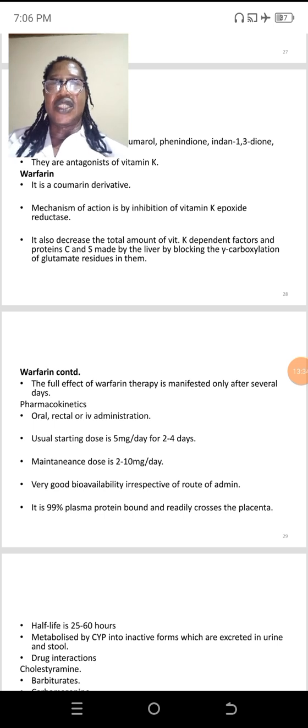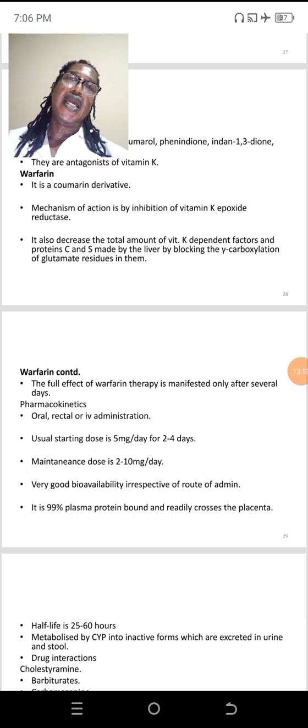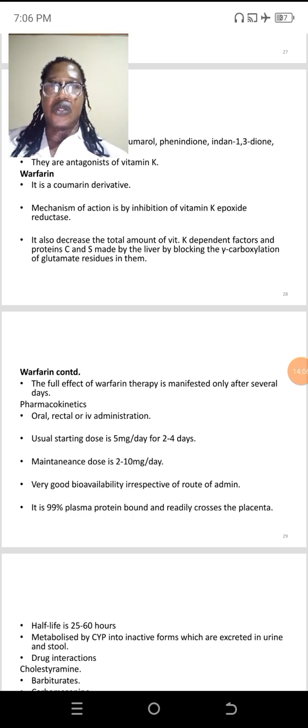And because of this, warfarin should be commenced with heparin administration. So when you want to administer warfarin, you should also start the patient on heparin and continue both the heparin and warfarin for a period of about 5 days, after which the heparin can now be discontinued and the warfarin alone continued.